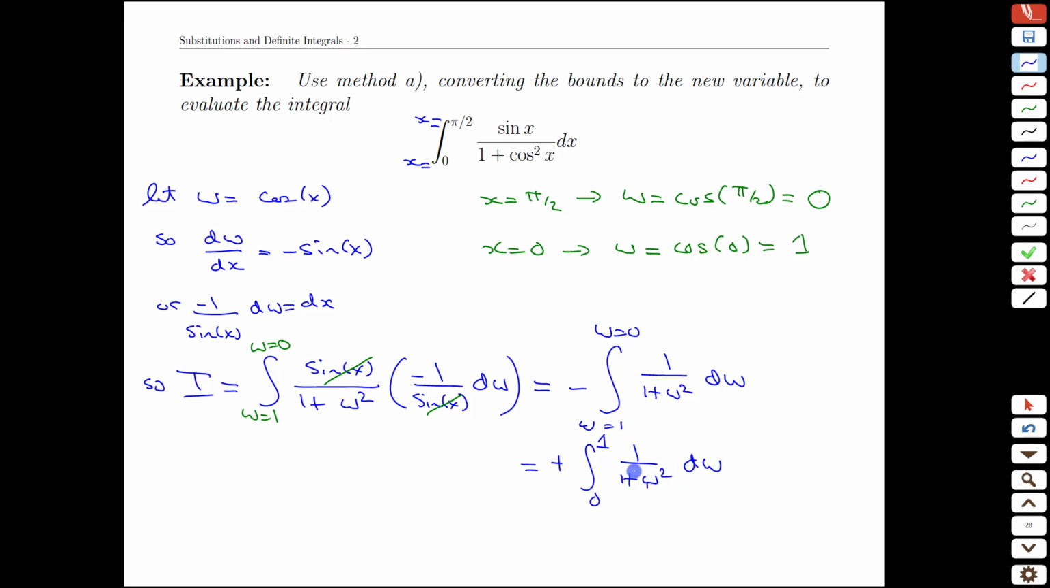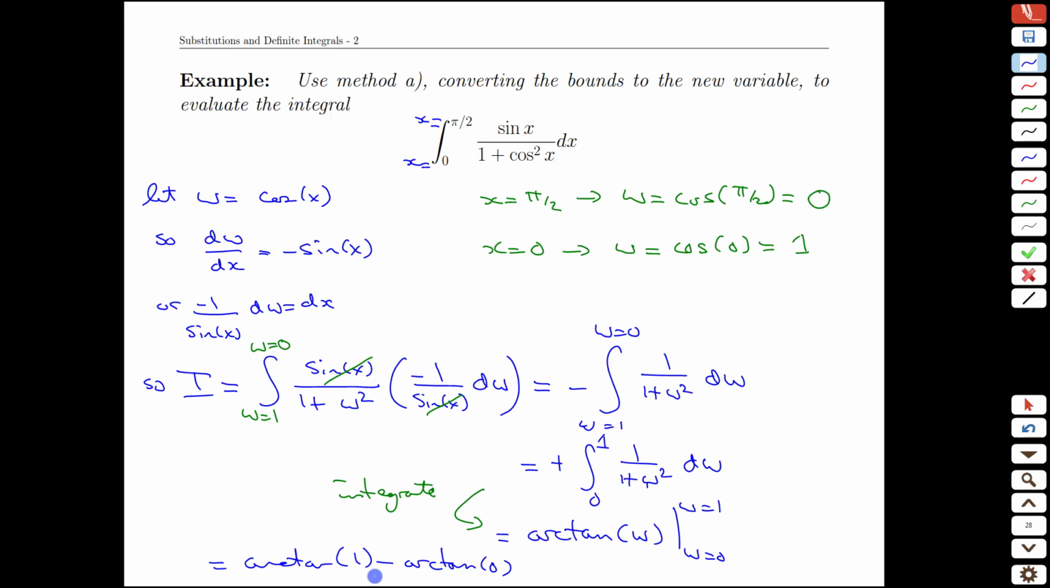And now we can integrate. We've seen this integral before. We're going to get the integral of 1 over 1 plus w squared, which is arctan. And we're going to evaluate that between 0 and 1. So last but not least, we're going to have arctan of 1 minus arctan of 0.